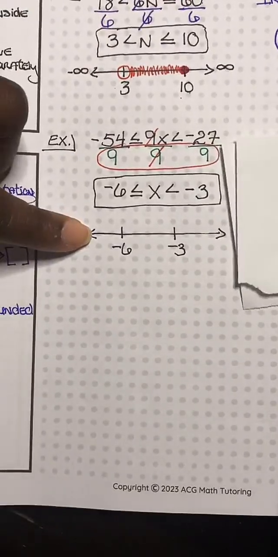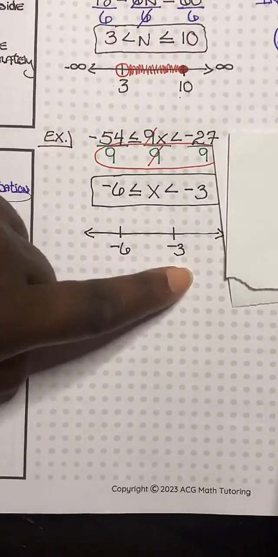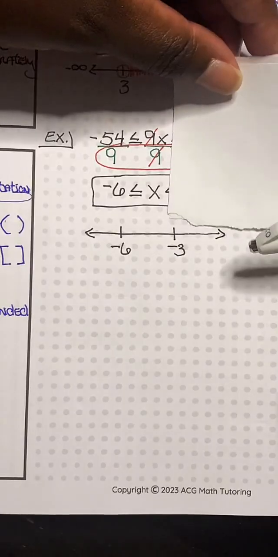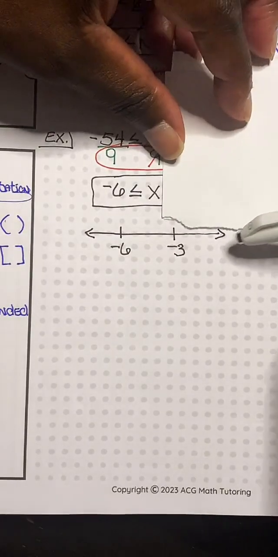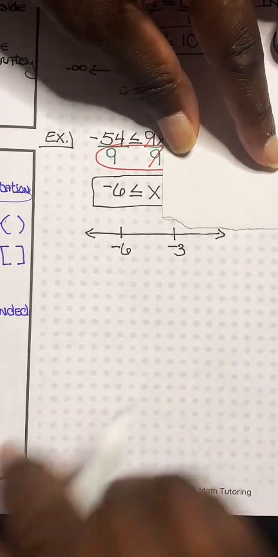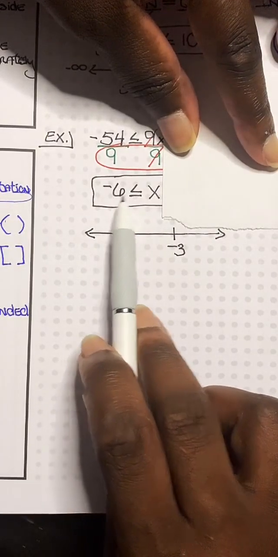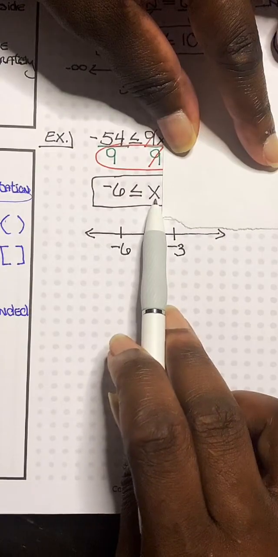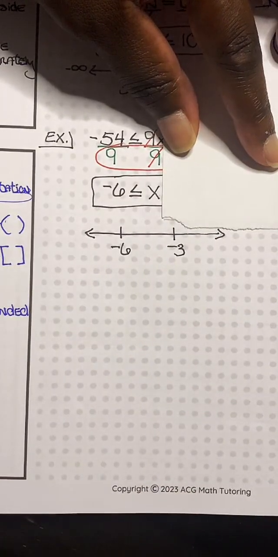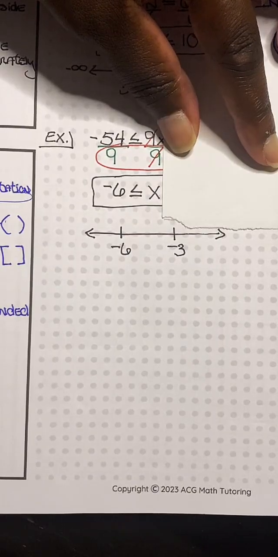All right, so now we want to graph these two. We want to know what's going on. So I'm going to cover up this side so it won't look so crazy. So we have -6 is less than or equal to x. Is it going to be open or closed? Will my dot be open or closed?